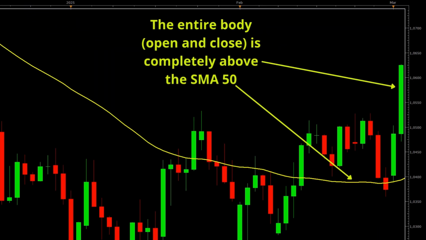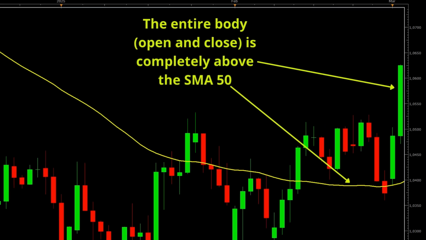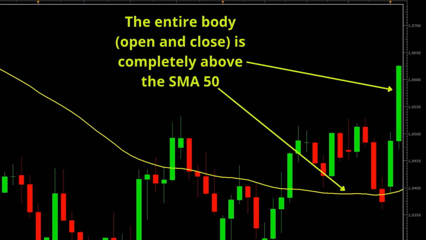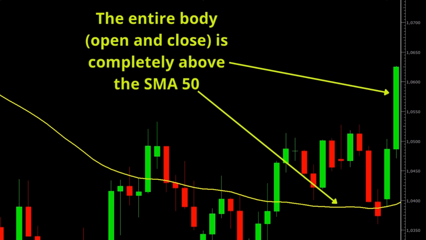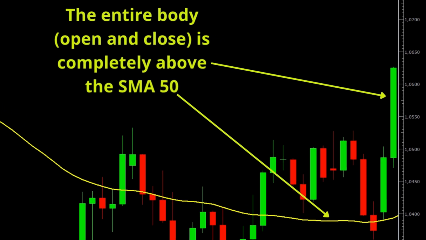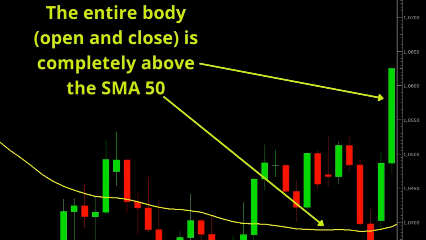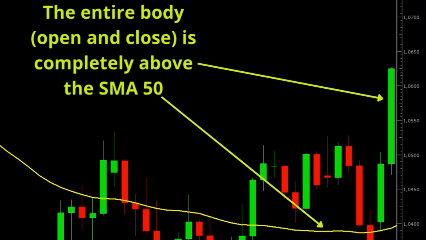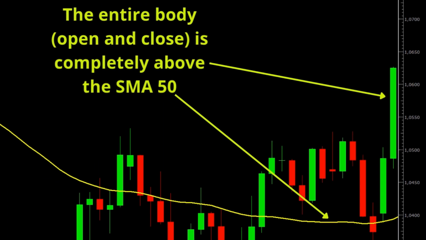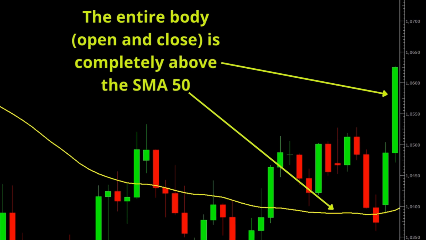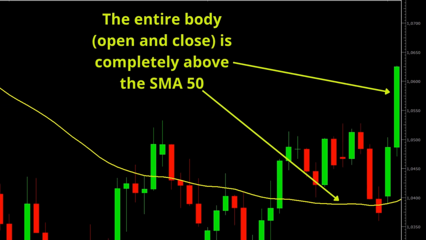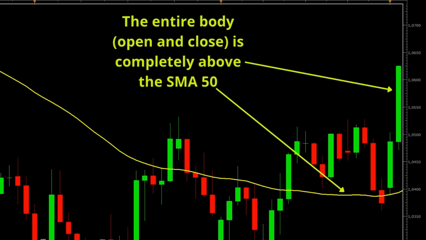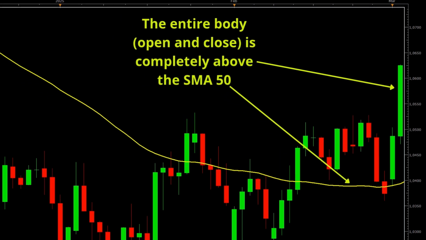The second, critical filter, is that the entire candle body must be completely above the SMA 50. As you can see, there's a clear separation between the price action and the yellow moving average. If the SMA 50 cuts through the candle body, it indicates indecision, and we must avoid the trade, only looking for this clear, undeniable strength.